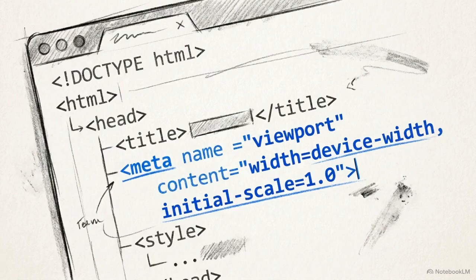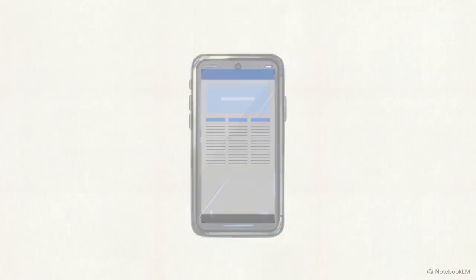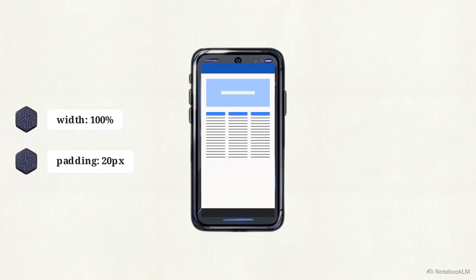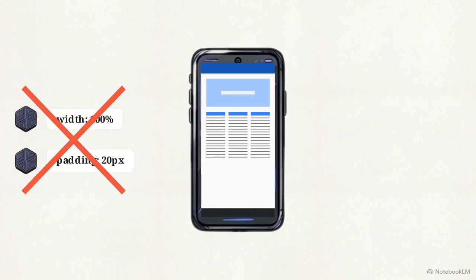You need to copy this exact line of code and paste it into the head section of every single HTML page on your site. If you skip this step, the device will never establish that true width baseline, and all of your subsequent CSS sizing rules will be completely ignored.